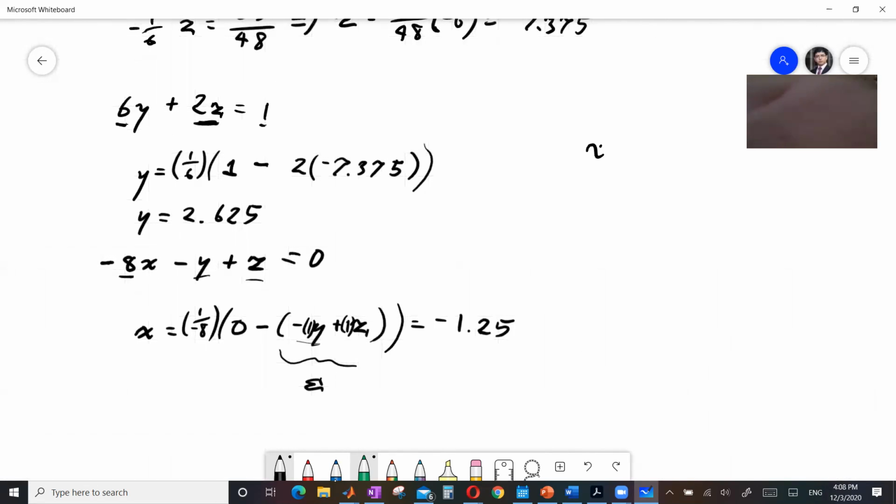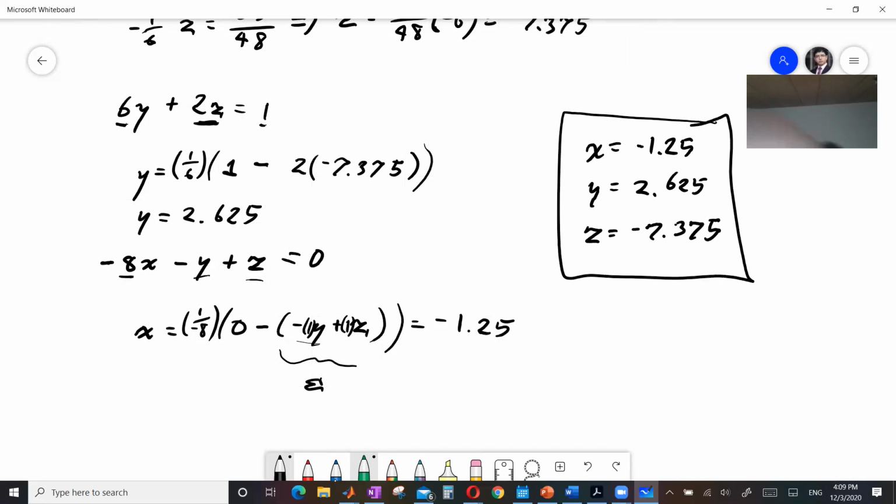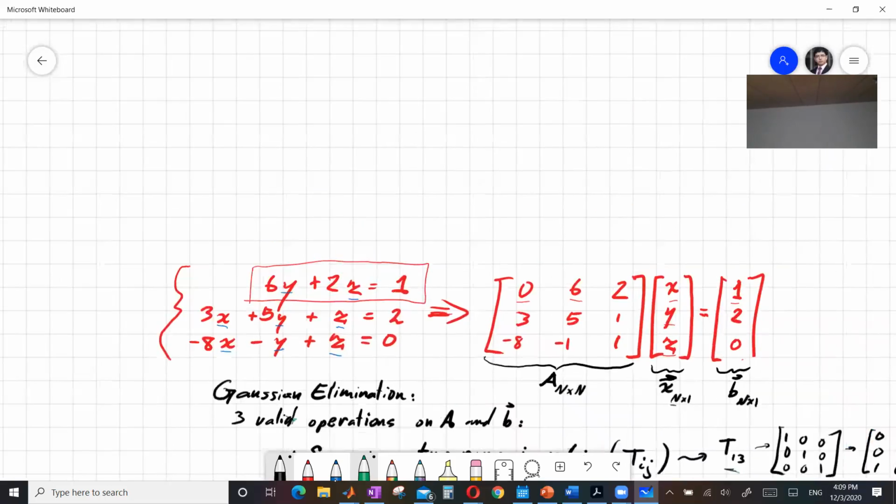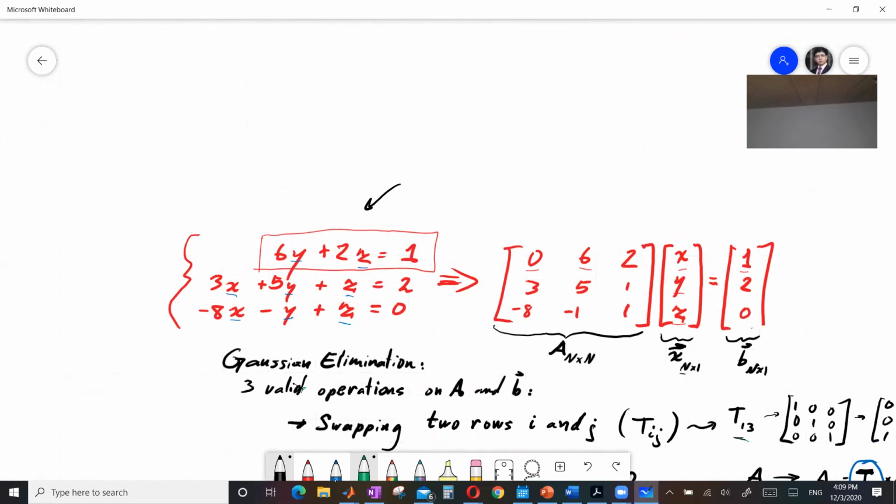So to recap, we have x equal to negative 1.25, y equals to 2.625, and z equals to negative 7.375. So this is the solution to our linear problem. And if we plug in these values to the original set of equations, we'll have all of them to be true at the same time. We will have expressions of the type 1 equals 1, 2 equals 2, 0 equals 0. So all of them will be held true at the same time. That's how you check that your solution makes sense.